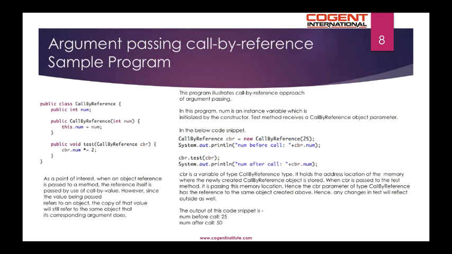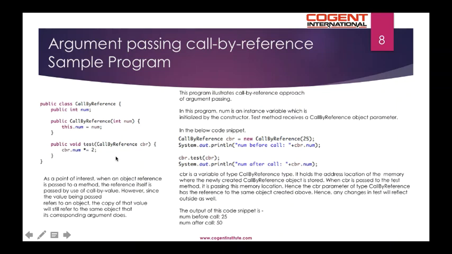The output of this code snippet is num before call is 25, and when the test method is invoked, it is multiplied by 2. CBR is pointing to the same object. So the initial object which was created had a value of 25. It takes that 25 and multiplies it by 2. So the value is 50, and the value is set in this object. Now, since we are referring to the same object, the value of num multiplied by 2 is the new value of num.